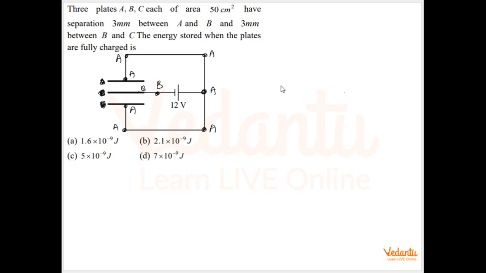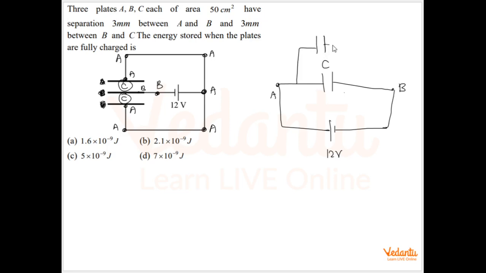Now if we redraw the circuit my dear bachcho with A and B on one side, you will realize that there is a battery between A and B with the positive terminal connected to A. Very good. Also at the same time there is a capacitor C between A and B. So I will draw a capacitor C between A and B. And there is another capacitor C also between A and B. So I will draw one more capacitor with C between A and B.